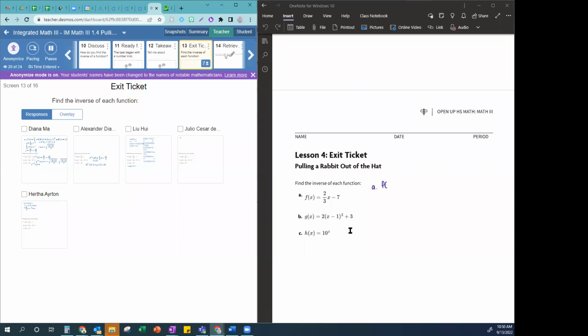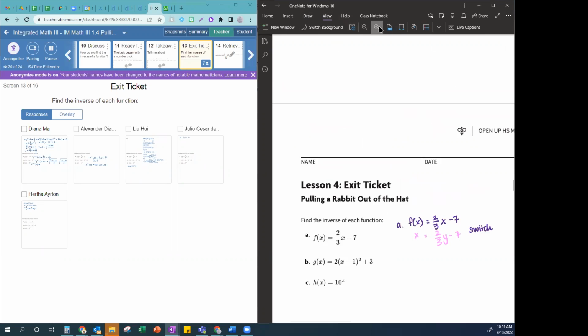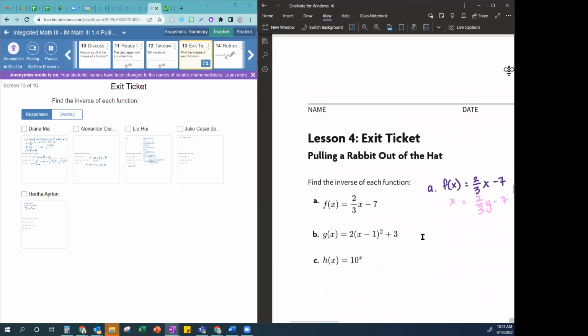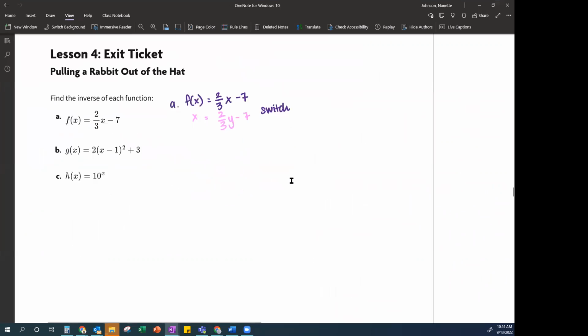And then I'll go X equals 2/3 Y minus 7. This is one of those things that I want you to practice. So for those of you who are like, Miss Johnson, this doesn't make any sense, it's a good thing that it doesn't make sense today as opposed to next time we meet, which is your quiz, right?